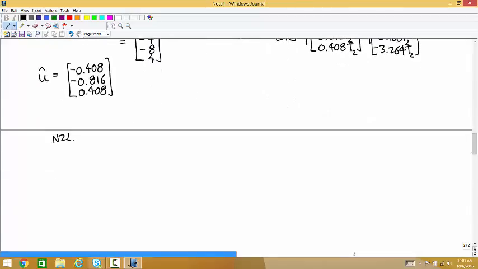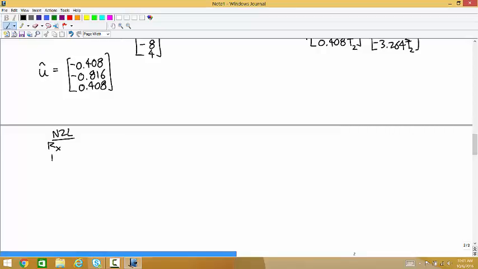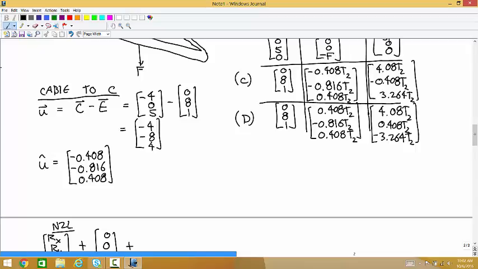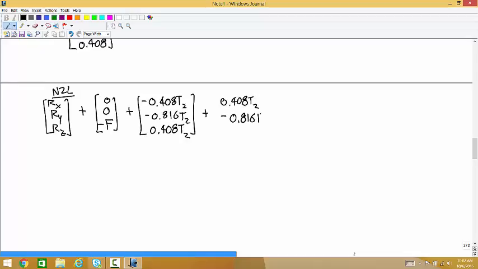Okay, so Newton's second law says Rx, Ry, Rz plus 0, 0, negative F plus negative 0.408 T2, negative 0.816 T2, positive 0.408 T2, plus positive 0.408 T2, negative 0.816 T2, positive 0.408 T2.